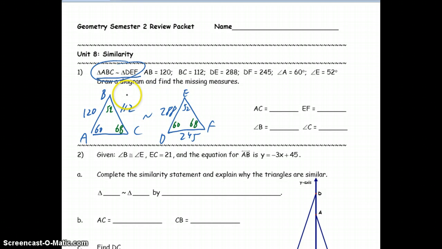Alright, so all the angles in a triangle, like angle A plus angle B plus angle C, is 180. But for similarity, all we really need to know is that the corresponding angles are the same size. Now that B is 52 degrees and C is 60 degrees, how are we going to find AC? Let's call it X.